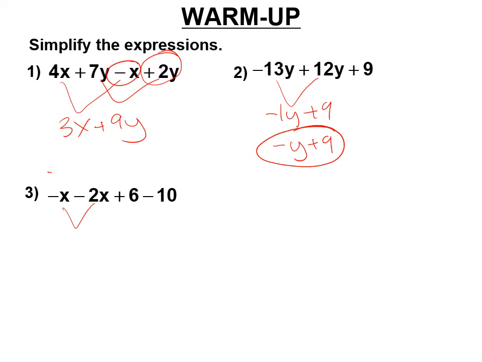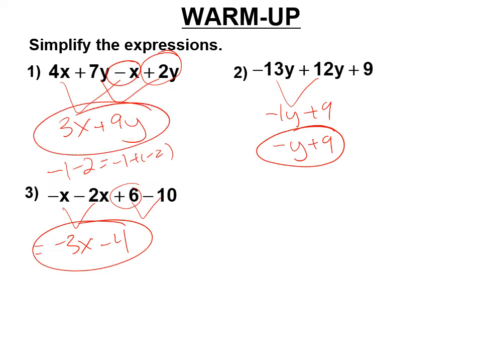This is negative 1x minus 2x. So negative 1 minus 2 is negative 1 plus negative 2, which is negative 3x. 6 minus 10 is negative 4. So it's negative 3x minus 4. Those are not like terms. You are done. So the beginning of the test will be simplifying expressions.